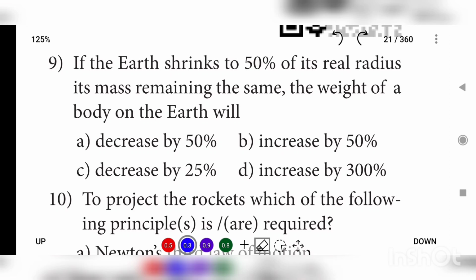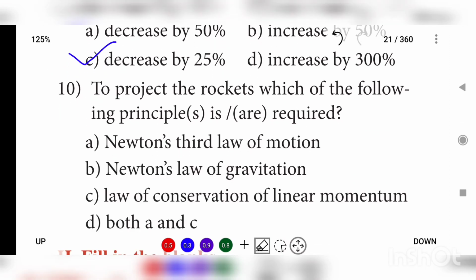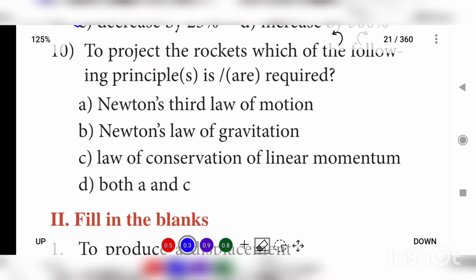Ninth one, if the Earth shrinks to 50% of its real radius, its mass remaining the same, the weight of a body on the Earth will... Answer, the weight of a body on the Earth will decrease by 25%. Option C. Tenth one, to project the rocket, which of the following principles is or are required? Answer, Newton's third law of motion and law of conservation of linear momentum. So option D, both A and C are correct.